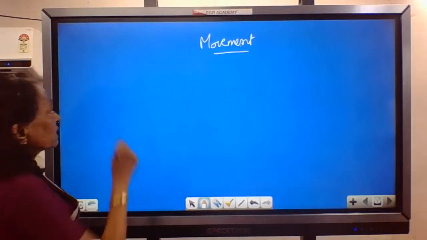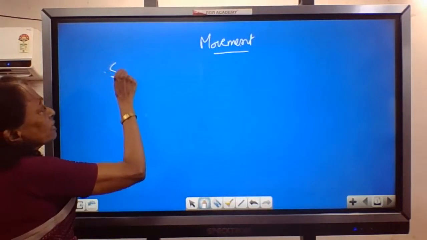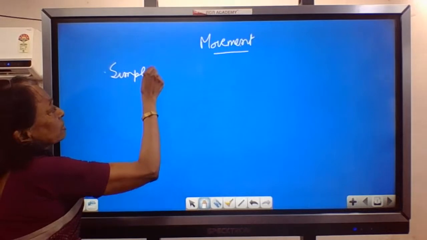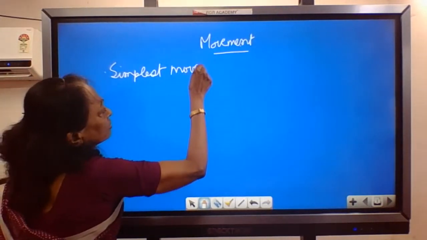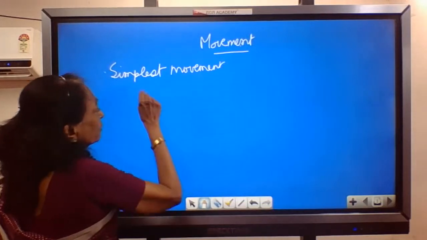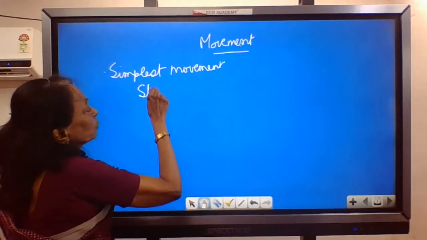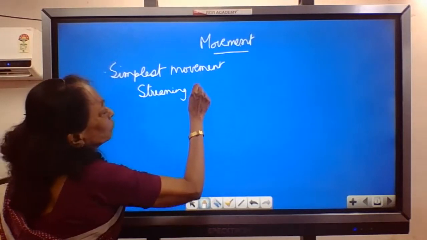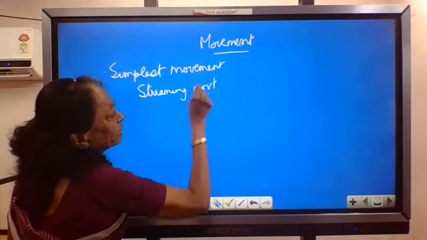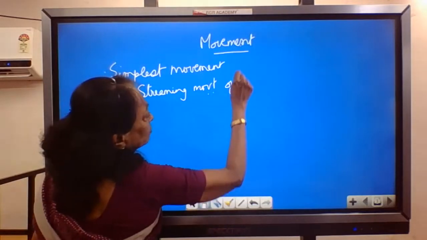The movement, the simplest movement in the living world. Movement is nothing but the streaming movement of the protoplasm. Streaming movement. This is movement of protoplasm.